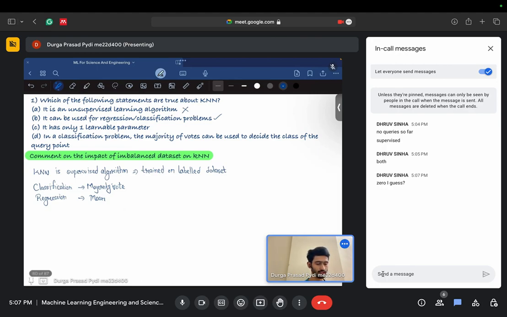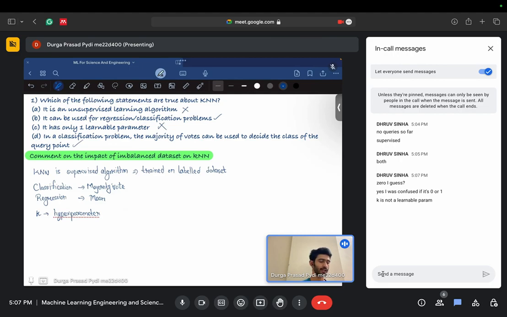So what is K then? K is essentially a hyperparameter that you need to fix beforehand. It is not learned during the training process. K is a hyperparameter, and KNN doesn't have any learnable parameters as such. So this is false. This we have just discussed: in a classification problem, you just take the majority of votes. K is not a learnable parameter. K is a hyperparameter that you need to fix beforehand.